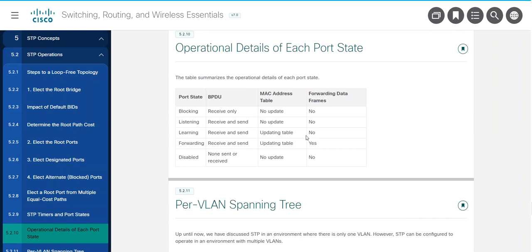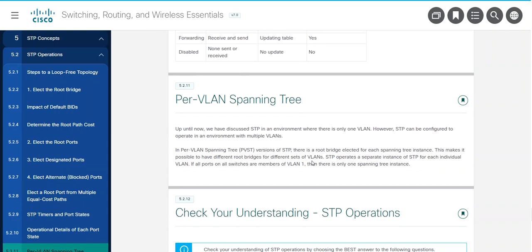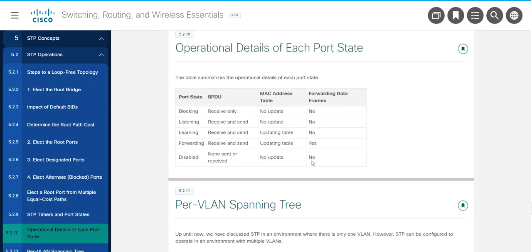I would also make sure that you're comfortable with this table as well, the blocking, learning, listening, and forwarding, and whether they receive updates or participate in the forwarding process, because that would definitely be something you might be tested on as well. So I hope this helps a little bit with your understanding of the spanning tree protocol. A lot of times in this course, this can be the Achilles heel of a lot of students because it just seems very abstract. So spend a little bit extra time in going through the different steps.